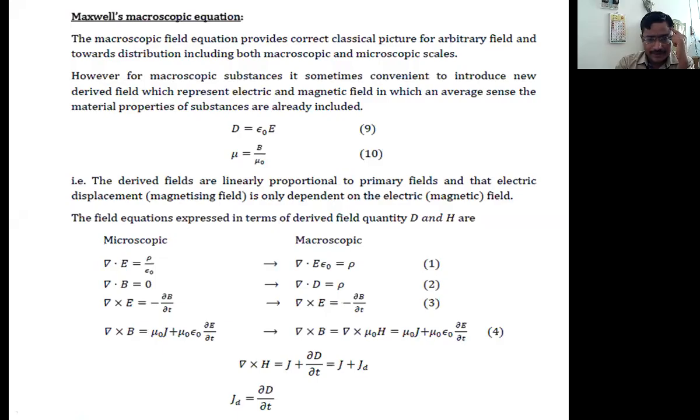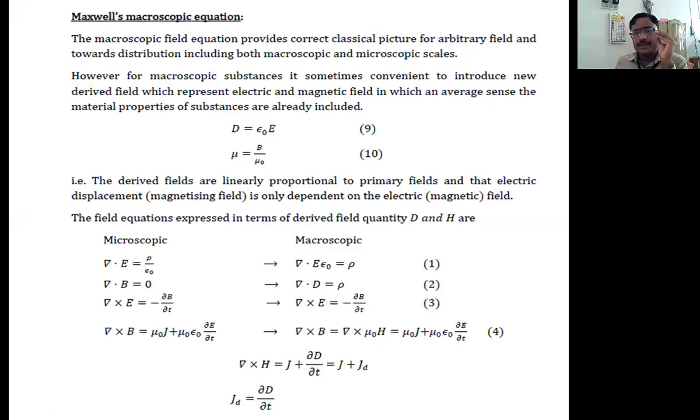If you convert these equations into macroscopic form, just a moment. Okay. Macroscopic form. कसे convert करू शकतो आपण? Here we used these two things. So the macroscopic field equation, म्हणजे हे basically microscopic and macroscopic आहे.